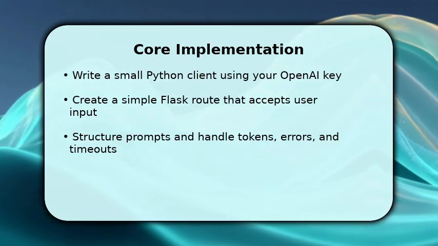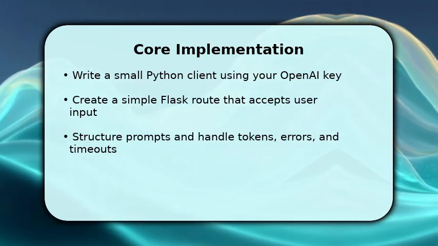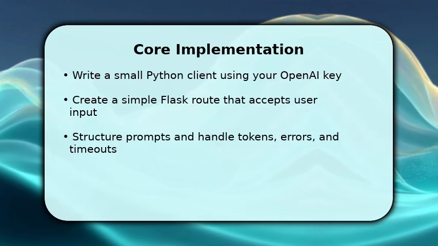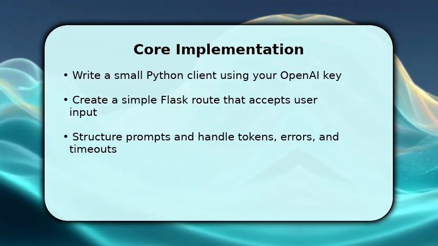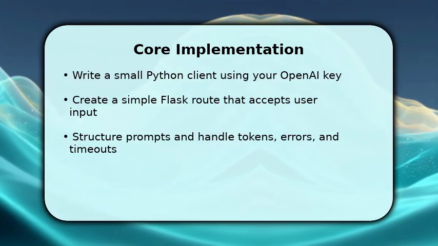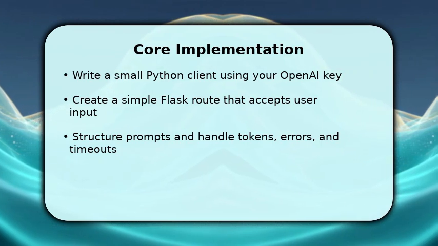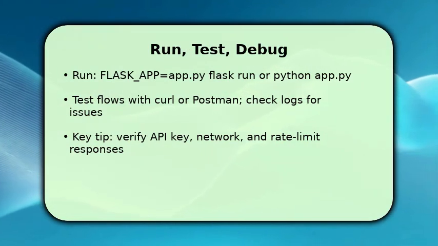Make sure to handle JSON parsing, check for rate limit errors, and add retries or exponential backoff. Also log both requests and responses, scrub sensitive data, so you can iterate on prompts quickly. You finish by running the app locally and exercising typical conversations through curl or Postman to verify behavior.